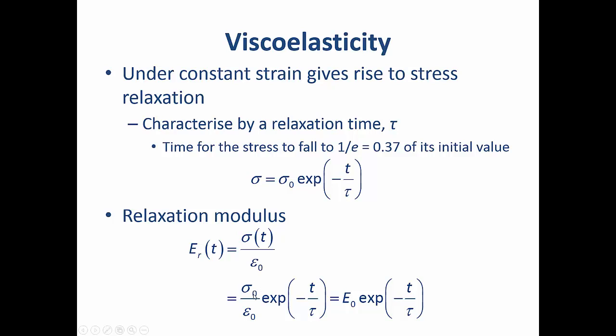The relaxation modulus is given by the time-dependent stress divided by the constant strain that's been applied. Substituting in this equation we get sigma naught over epsilon naught exponent of minus t over tau, or we can say that that's then equal to E naught exponent of minus t over tau. So this is then our overall expression for the relaxation modulus, which is time dependent.